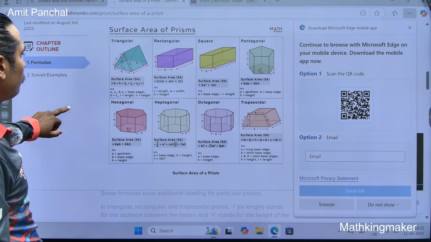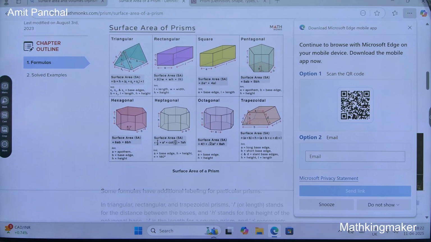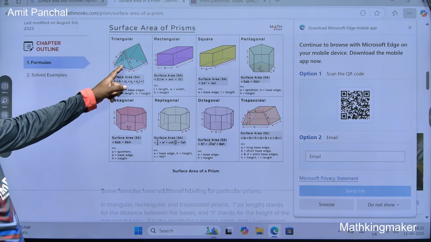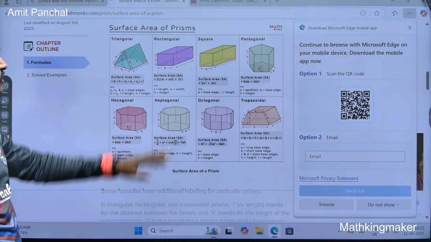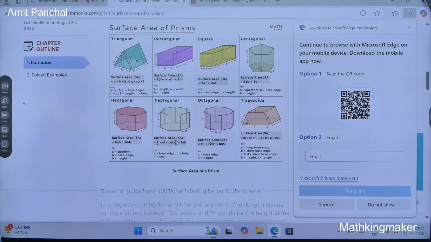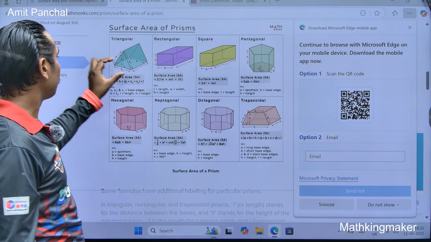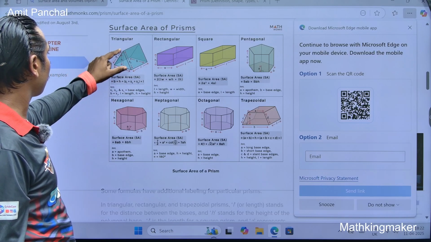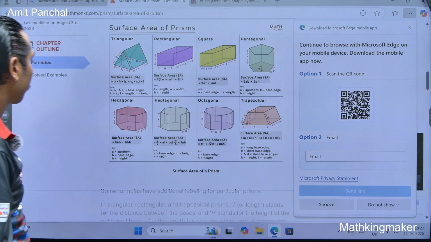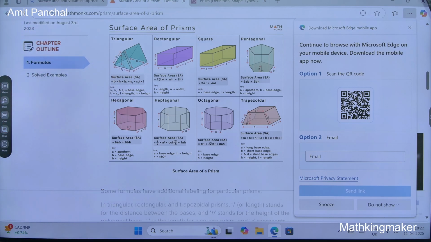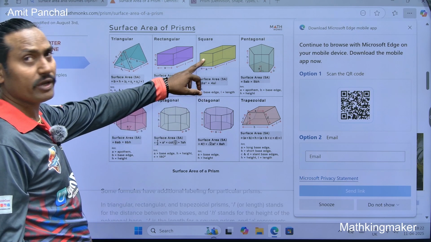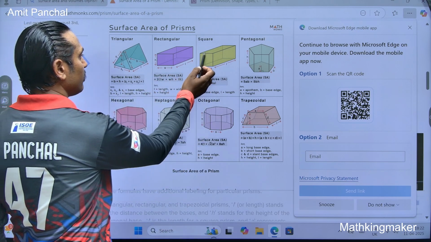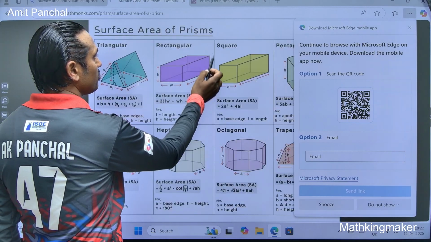Okay, these are some examples. This is an example of a triangular prism. It is an example of a rectangular prism. So here you can see the base is this one. And it is an example of a square prism. So you can see the base is there, base is here. Okay, this is the base.